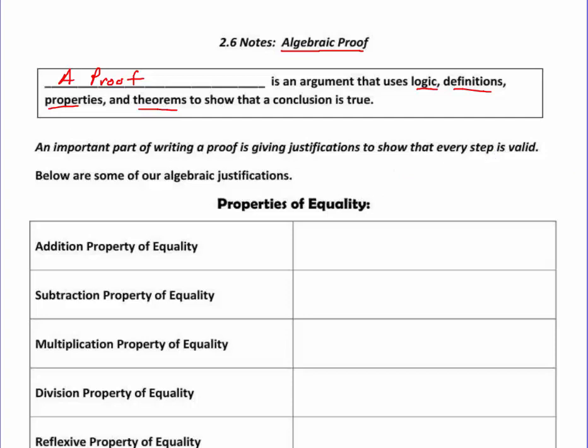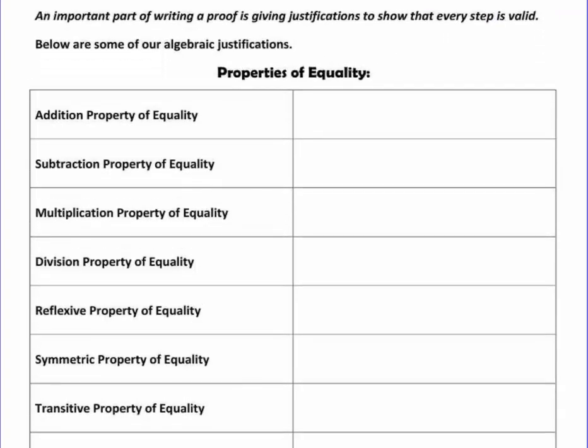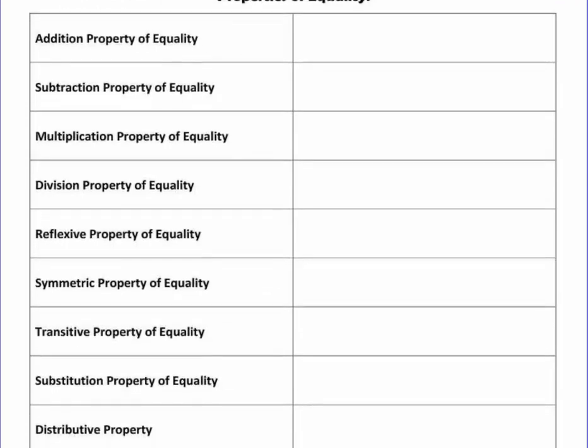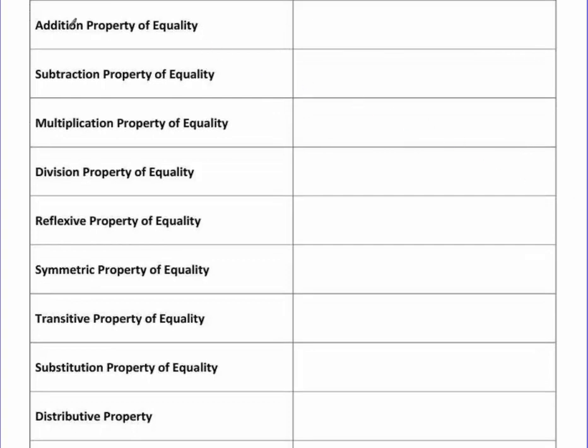So we're going to write down some algebraic justifications. These are some reasons that we do some of the things we do in algebra. Okay, the first one is called the addition property of equality, and it says if A equals B, then A plus C equals B plus C. And as we're writing these, I want you to think about what they mean and where you might have seen them. What this says is if you have something on one side of an equal sign and something on the other side, you can add the same things to both sides and everything still stays equal.